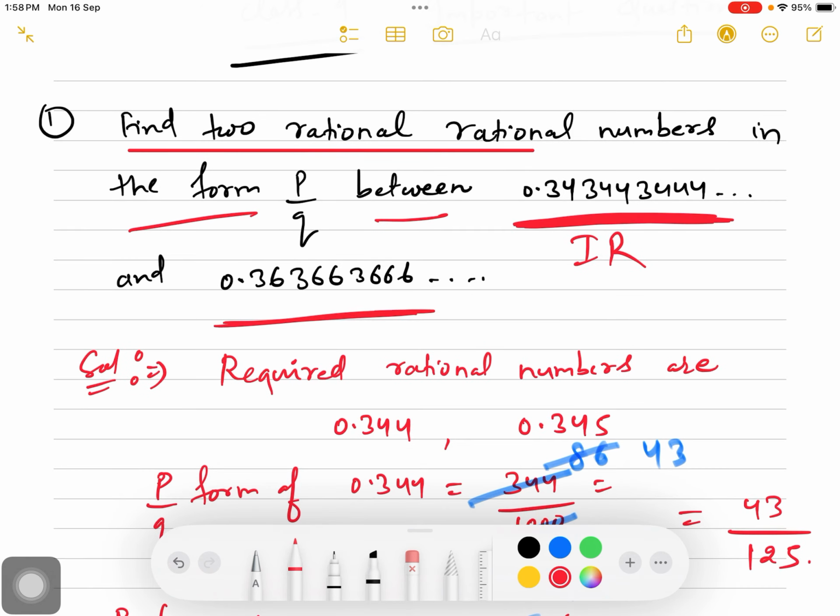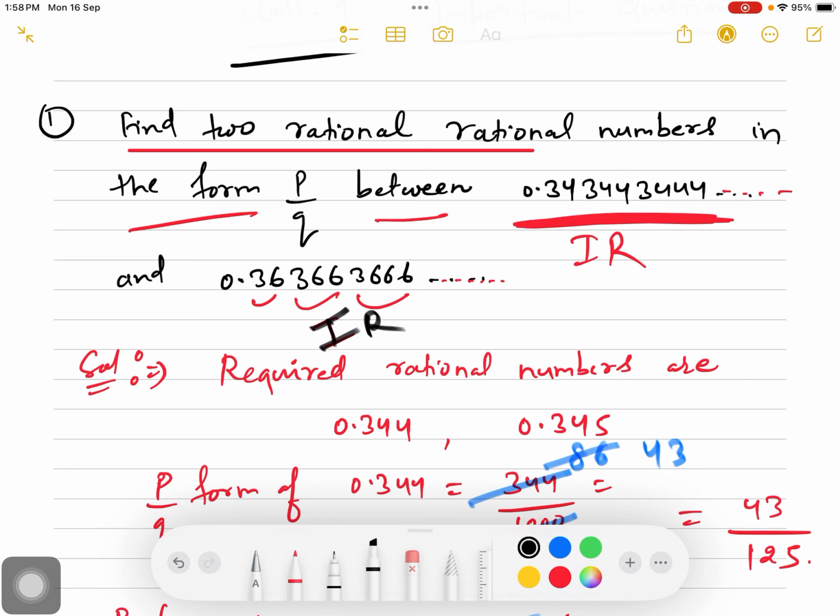Now look for the second number. So here also the number they have given is 0.36, 366, 3666, and it keeps going. So here also the number is non-terminating, also non-recurring, because no repeating pattern is there. Here 3 6, then here 366, then here 3666. The same digits are not repeating. We don't have a pattern of repetition here. So this number is also non-terminating, also non-recurring. So we can say this is also an irrational number.